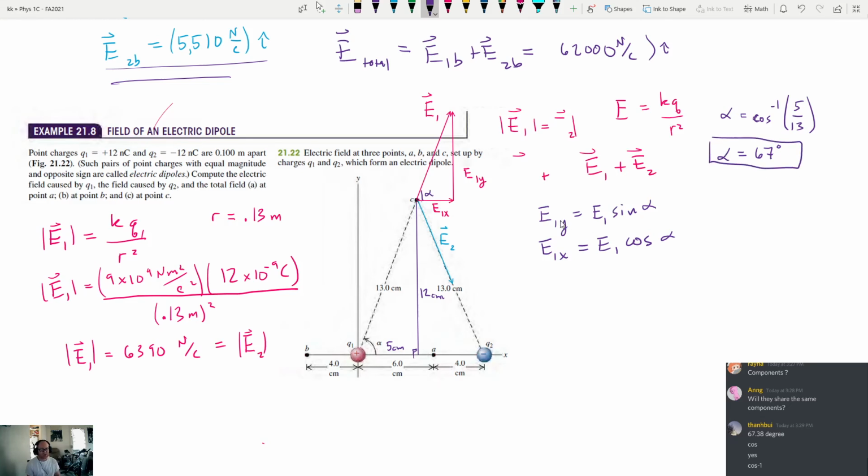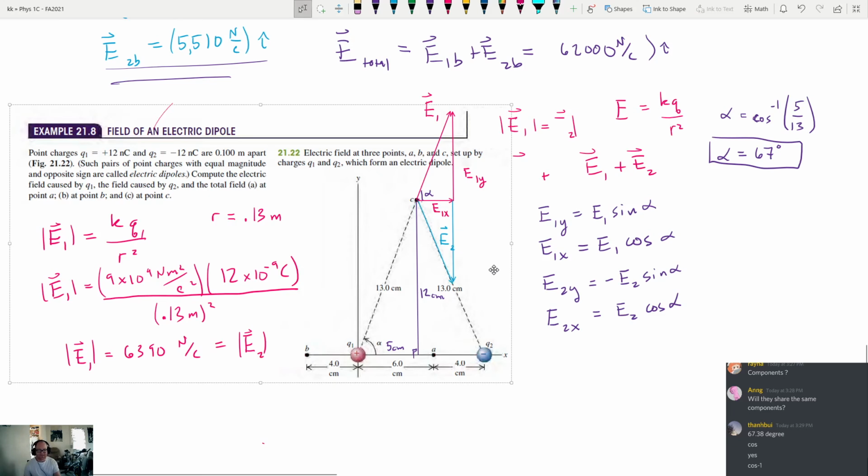And now that we know what alpha is, we can find E1y and we can find E1x. I'm just going to go ahead and say that we can also find E2y and E2x in the same way. They're going to be a little bit different. So E2y is going to be negative E2 times the sine of alpha. And E2x is going to be positive E2 times the cosine of alpha. Why is E2y going to have a negative sign in front of it? Well, because it goes down and to the right, which means that if I were to draw a vector to represent E2y, it would go down like this. And if this is E2y, then you can see that it's pointing down and it's negative.